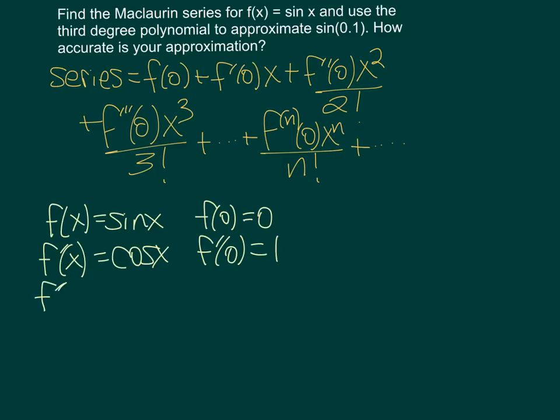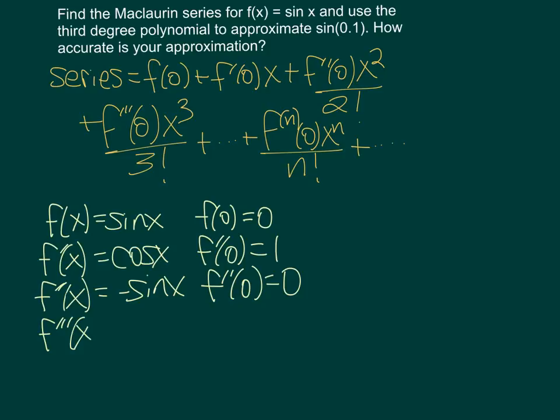The second derivative, the derivative of cos x, is negative sine x, and evaluating that second derivative at 0, the sine of 0 is 0. That is correct. Now we take the next derivative, the third derivative. That's the derivative of negative sine x. That would be negative cos x. And evaluate that at 0. Cosine of 0 is 1, but we have a negative in the front, so that's a negative 1.